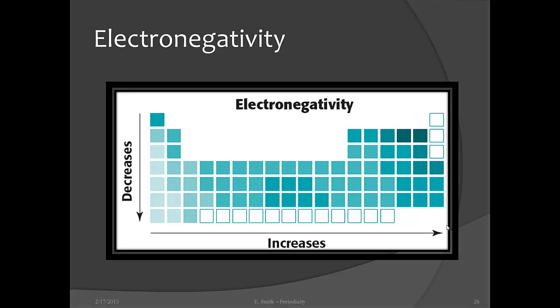As we go down a group, it decreases. But as we move from left to right across the periodic table, it increases. Or if you want to look at it from the fluorine standpoint, as you move from right to left, it's decreasing in all directions.